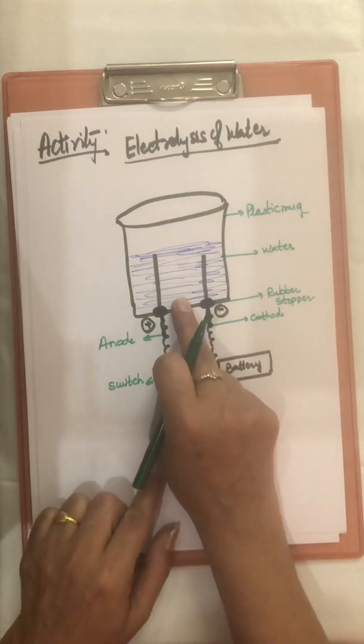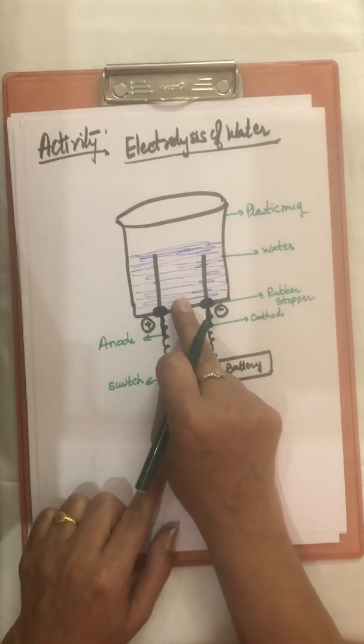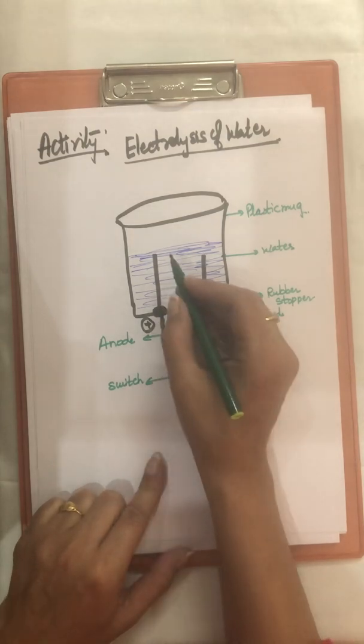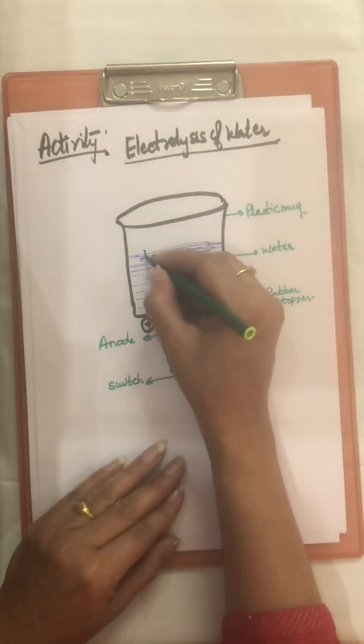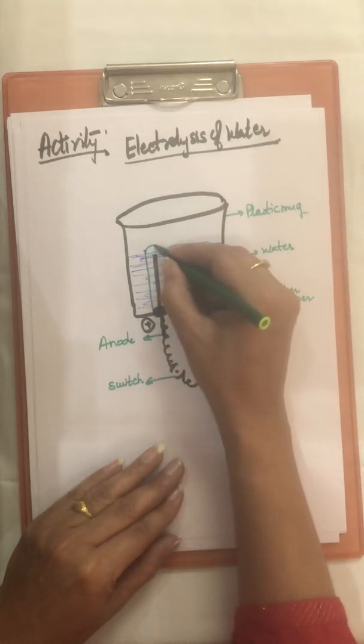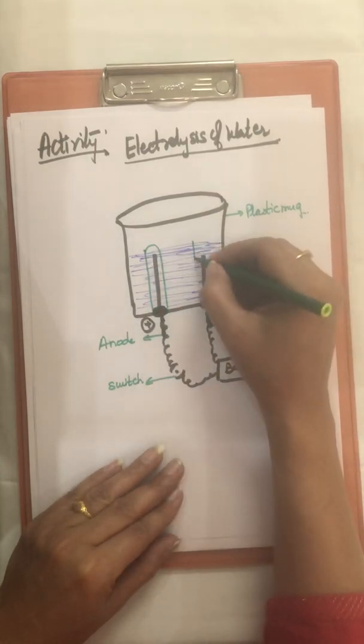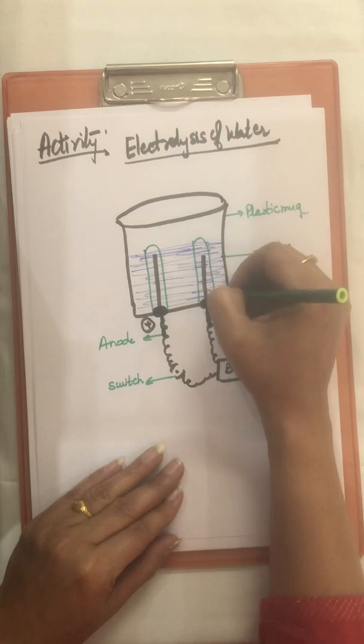Now after filling the mug with acidified water, we have to invert two test tubes over these electrodes. Over the electrodes here, we are putting up the test tubes. We are inverting the test tubes here.